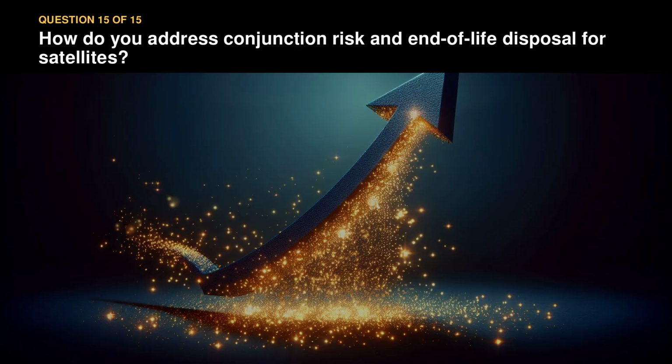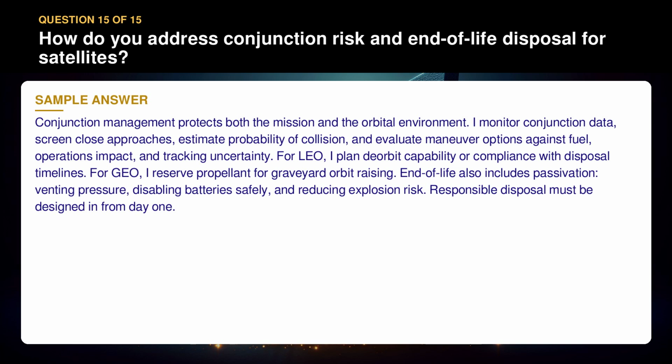Question 15. How do you address conjunction risk and end-of-life disposal for satellites? Conjunction management protects both the mission and the orbital environment. I monitor conjunction data, screen close approaches, estimate probability of collision, and evaluate maneuver options against fuel, operations impact, and tracking uncertainty. For LEO, I plan deorbit capability or compliance with disposal timelines. For GEO, I reserve propellant for graveyard orbit raising. End of life also includes passivation, venting pressure, disabling batteries safely, and reducing explosion risk. Responsible disposal must be designed in from day one.